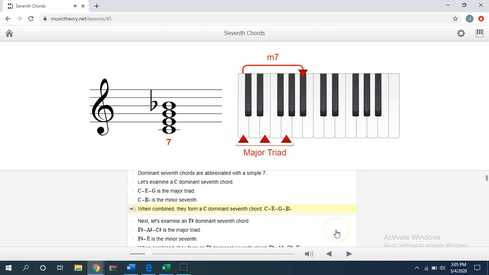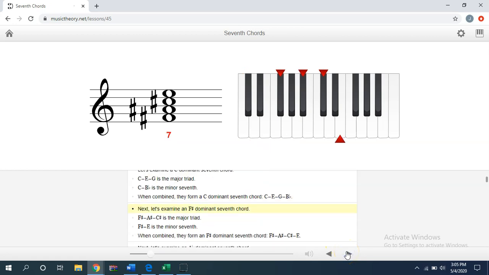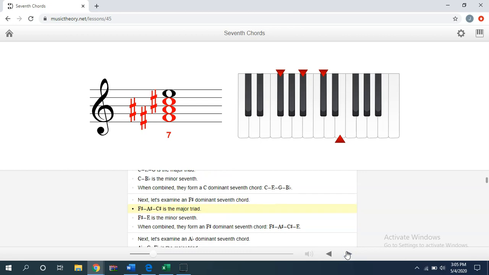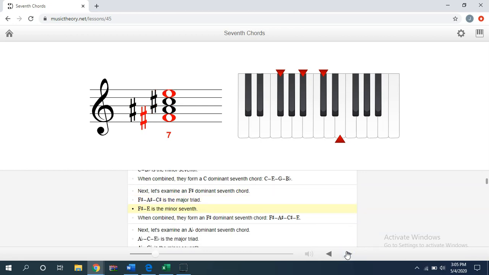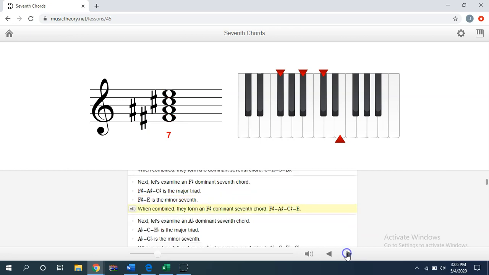And that's a sound you might describe as jazzy, right? Jazz music uses lots of 7th chords. Now let's look at an F sharp dominant 7th chord. That's going to be F sharp, A sharp, C sharp, and then E. F sharp, A sharp, C sharp is the major triad portion, and then F sharp to E is our minor 7th, because E is a whole step away from F sharp, so we put that on top. When combined, they form an F sharp dominant 7th chord. You can hear that jazzy sound.